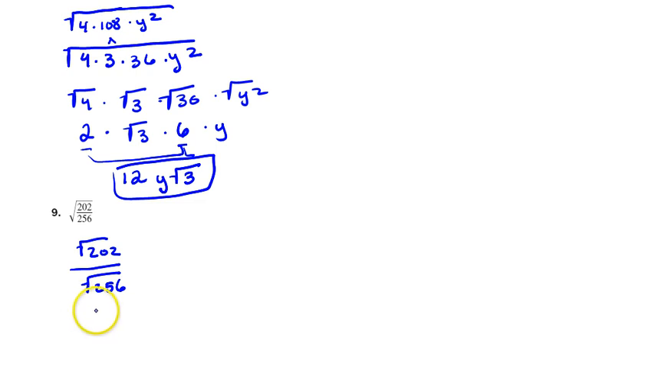Now let's try to factor these out. The square root of 202 I could factor out as 2 times 101. Now you'll notice that these are prime. It means they can't be factored out any further, and that neither of them have a perfect square. So 202 is just going to have to stay the square root of 202.